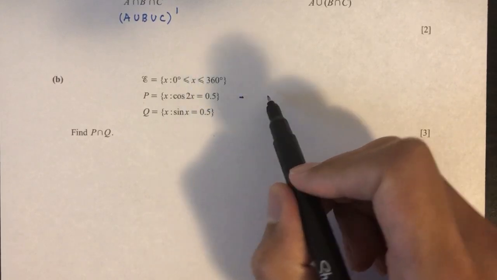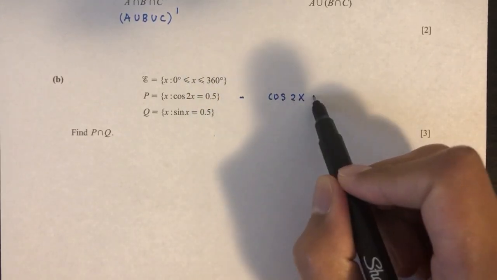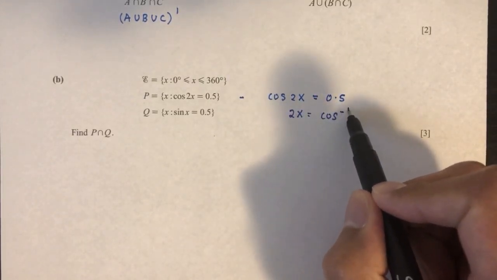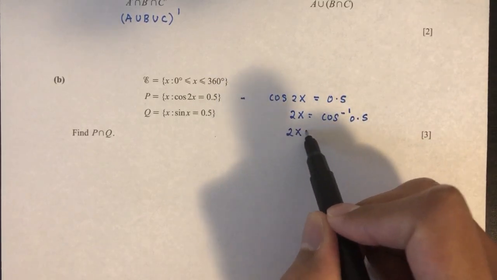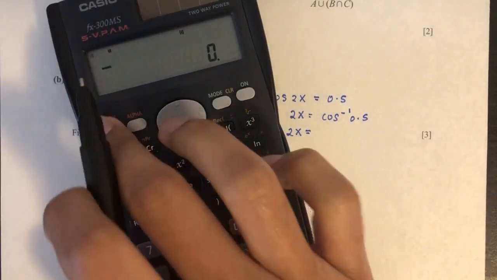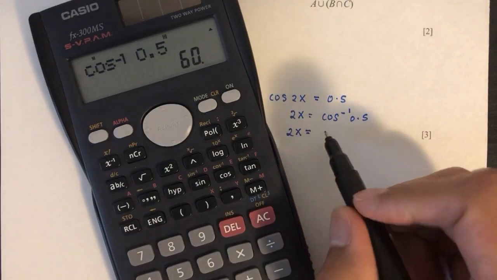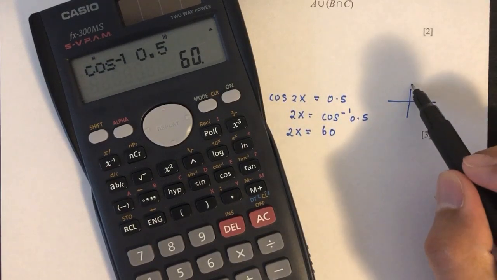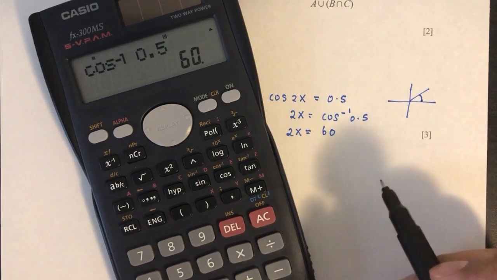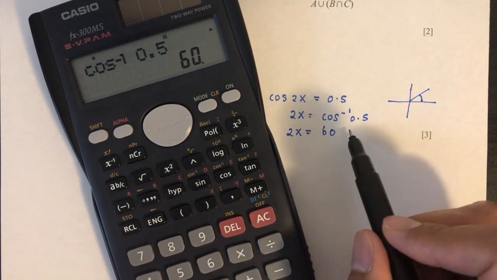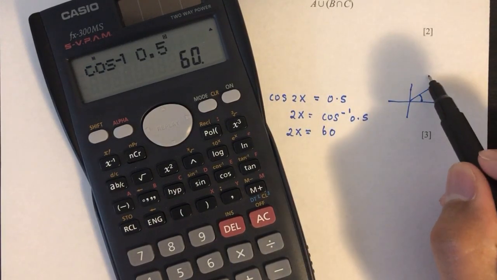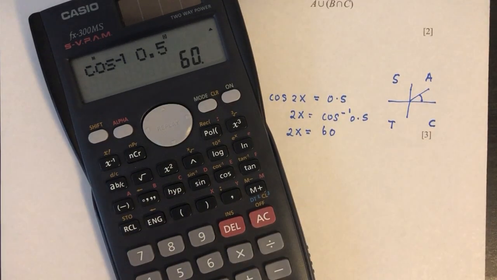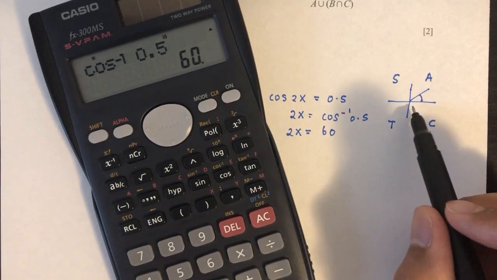So for P, we have cos 2x equal to 0.5. So 2x is equal to cos inverse of 0.5, that will be 60. If you look at this quadrant, 60 will be here. Also, where is cos positive? It will be positive here. It's ASTC, so cos will be positive here as well.